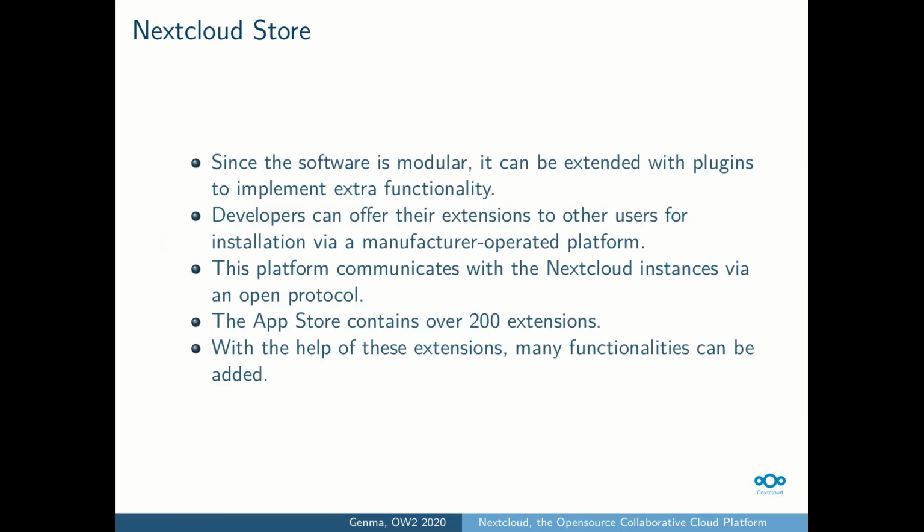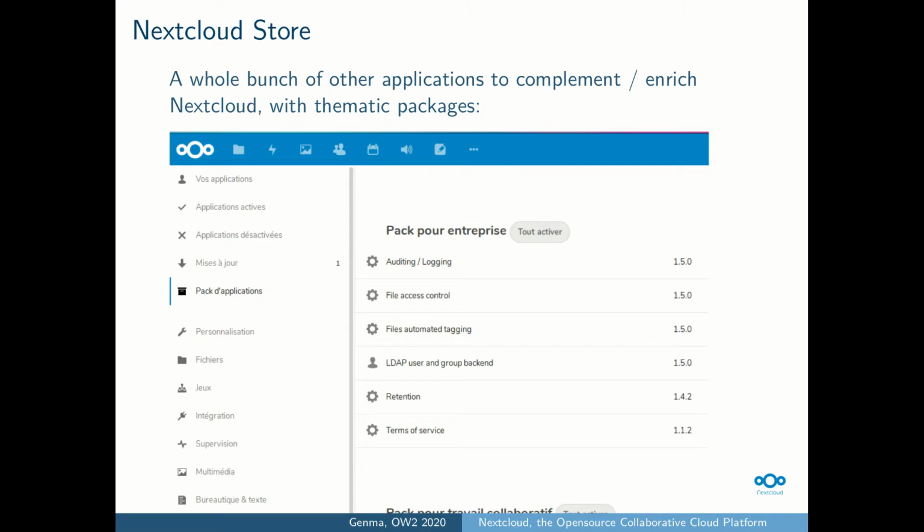Nextcloud Store. Since the software is modular, it can be extended with plugins to implement extra functionality. Developers can offer their extensions to other users for installation via a manufacturer-operated platform. This platform communicates with the Nextcloud instances via an open protocol. The app store contains over 200 extensions. With the help of these extensions, many functionalities can be added. Nextcloud Store can be seen as a whole bunch of other applications to complement and enrich Nextcloud with thematic packages.